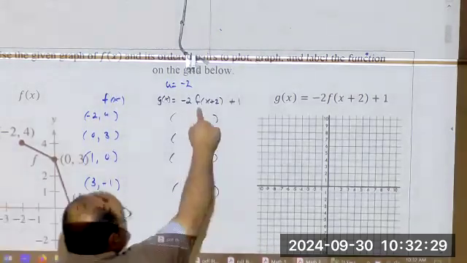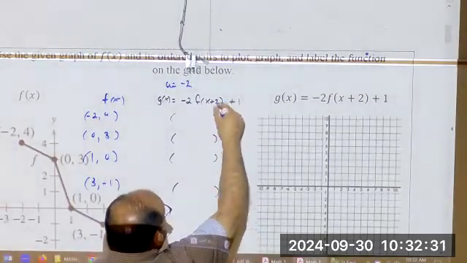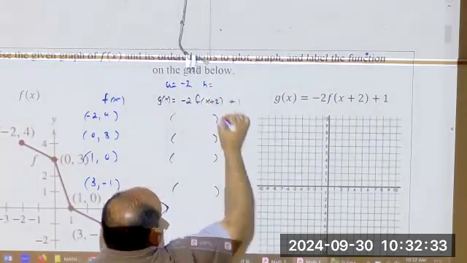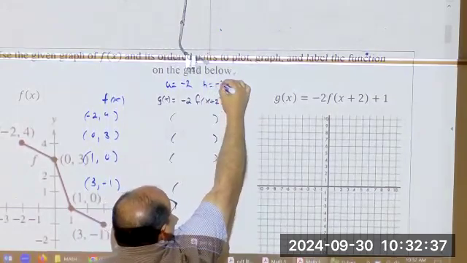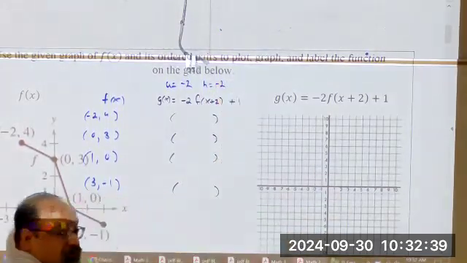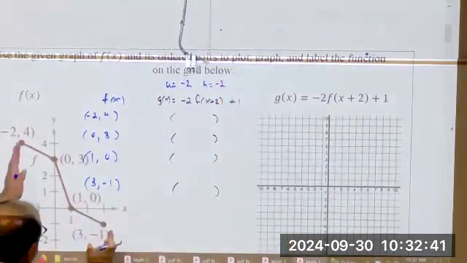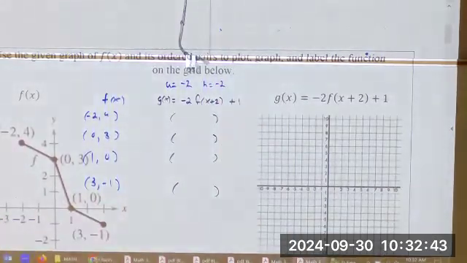So in this one, we see an X +2. So the H is a what? A -2. We're shifting everything. Everything in this picture is going to shift to the left 2 units. Everybody's going to go to the left.